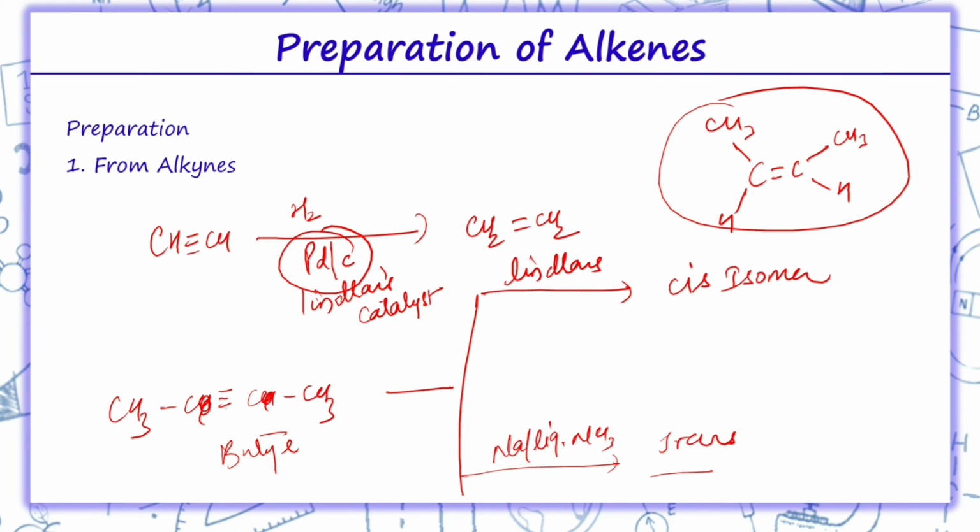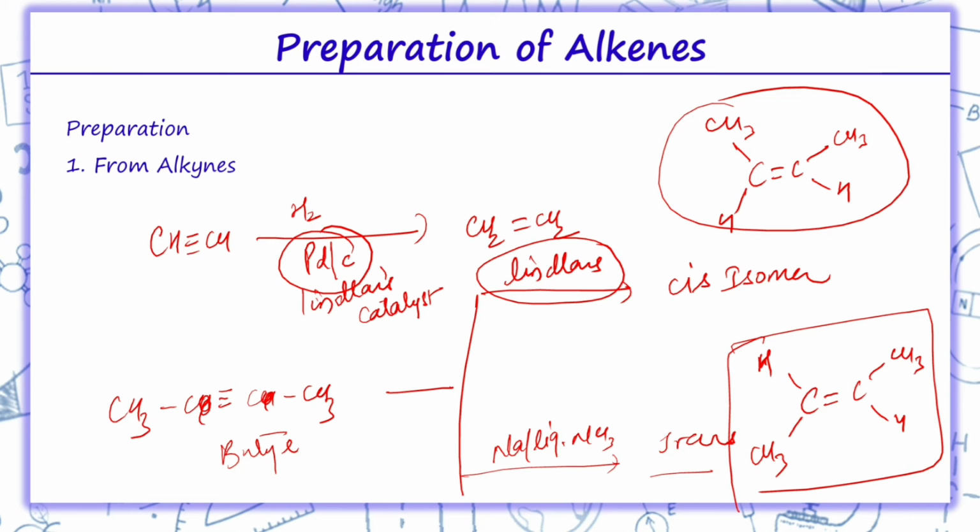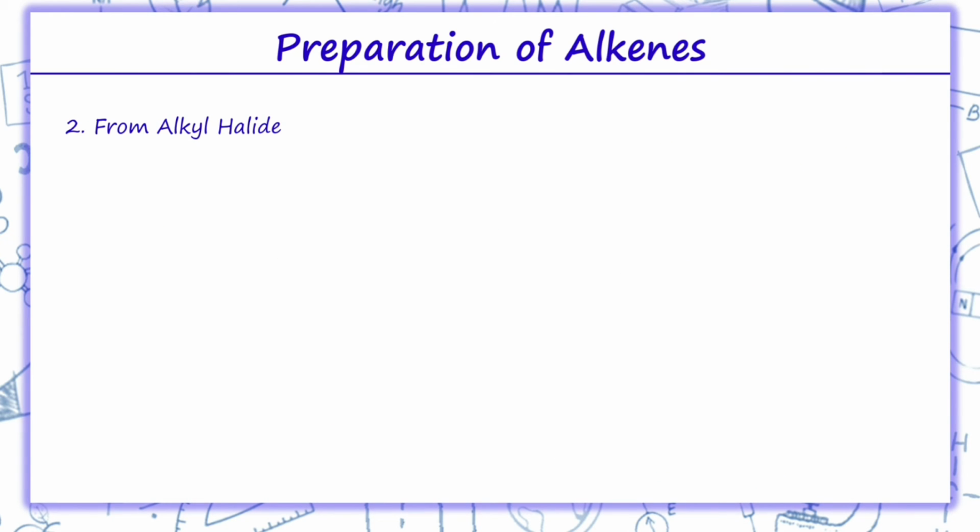When hydrogen is added, the triple bond converts into a double bond. If we take Lindlar's catalyst, that is palladized charcoal, we get the cis isomer. If we take sodium in liquid ammonia, we get the trans isomer. Trans isomer has the opposite groups on opposite sides, like the CH3 groups are on opposite sides.